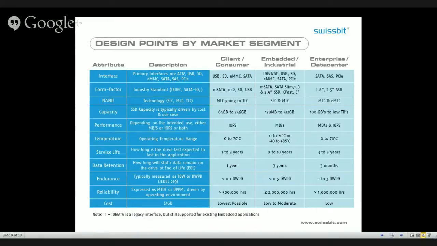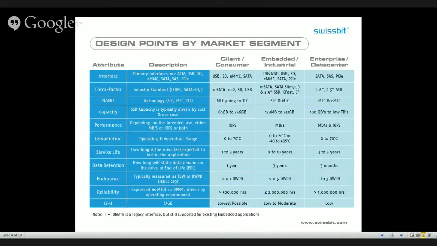On the endurance, we like to measure the endurance in terms of drive writes per day, and in client, it's less than 0.1 drive writes per day. In the embedded industrial space, it's about 1/2 a drive write per day on average. And on enterprise and data center, it's much more. It's 1 to 3 drive writes per day. Reliability is another key factor, and in embedded, particularly, you're looking at greater than 2 million hours. MTBF is typically the way that's measured.